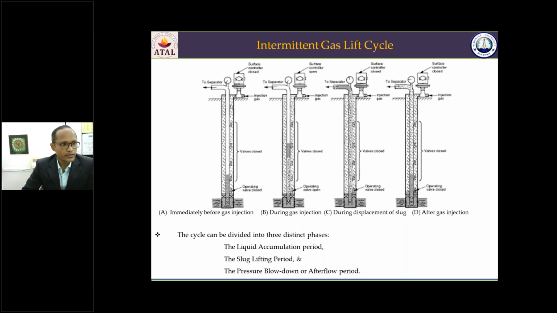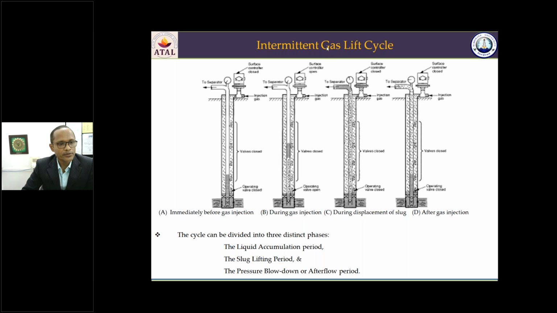So the gas is injected into the annulus intermittently, and this gas enters the tubing through the lowest valve, or whichever valve is used for injection. We call it the operating gas lift valve. So it is injected into the operating valve, it enters the tubing, and it pushes this slug of liquid. Slug means a certain column of the well fluid. This gas is injected below at a high pressure, high volume. So it physically pushes the slug of the crude oil to the surface.